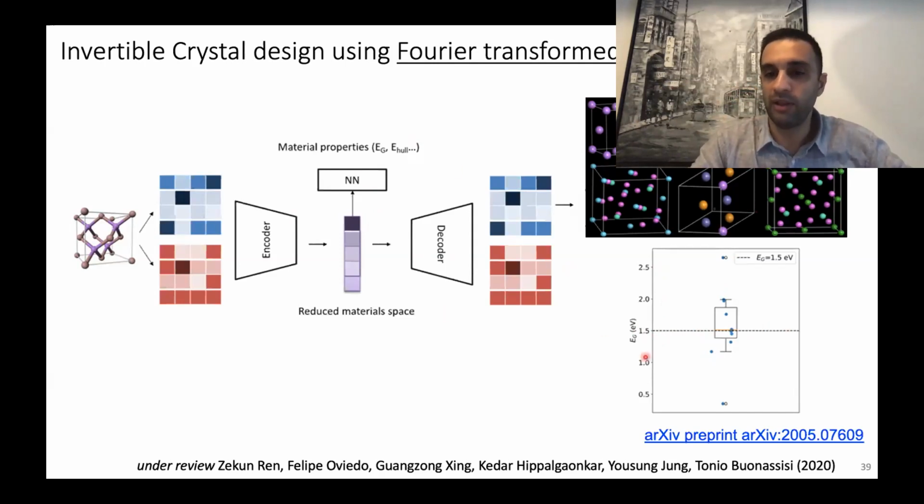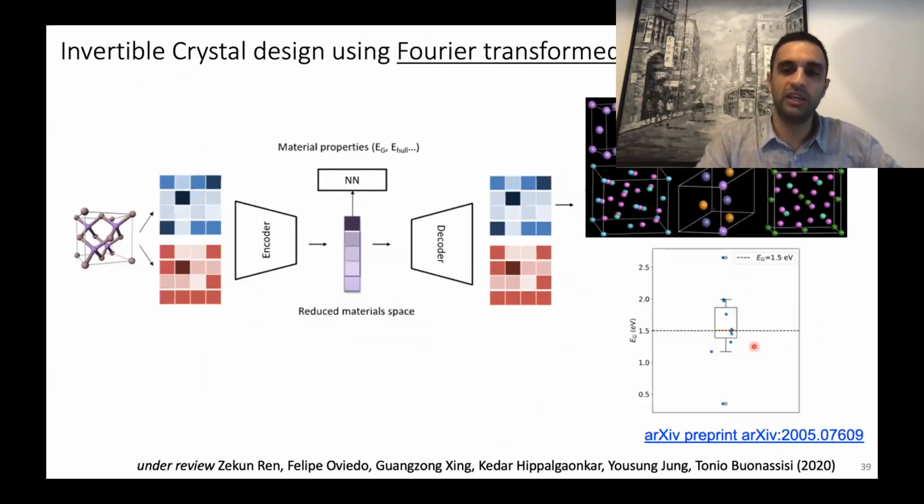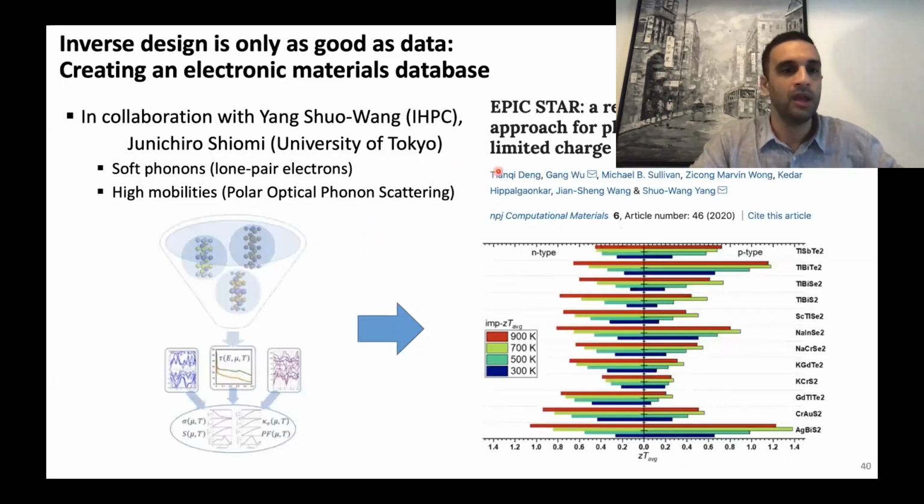But even without that, 7 out of the 14 crystals that we predicted have a target value of Eg close to 1.5 eV within a few percent error. You can, of course, extend this. Now, the key here is to take new crystals and apply them to functional properties. What I don't show here, but you'll see in the arXiv paper, is that you can predict thermoelectric properties as well. Okay. Now, your inverse design is only as good as your database, right?